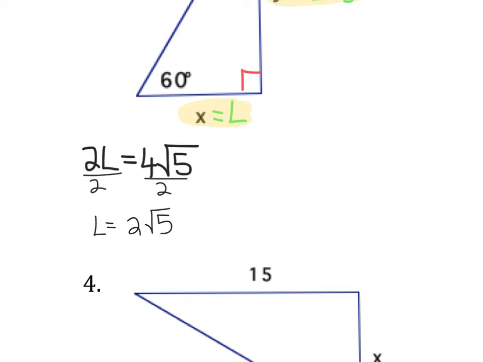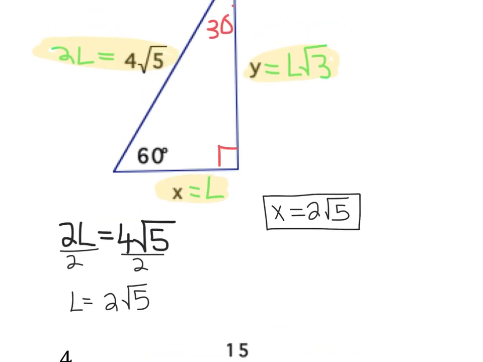Okay, so then, because x is equal to L, x here is going to equal 2 square roots of 5. Y is equal to L, which I just found, right? L is 2 root 5. But now I have to take that and multiply it by the square root of 3. Hopefully you remember from when we multiplied radicals, I'm going to have 2 times the square root of 15.